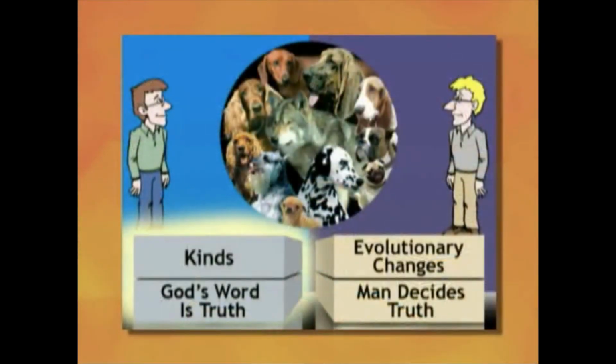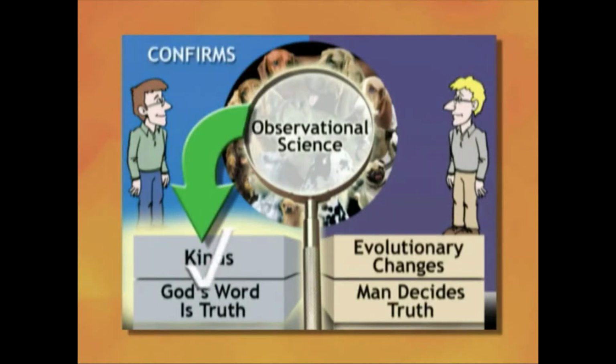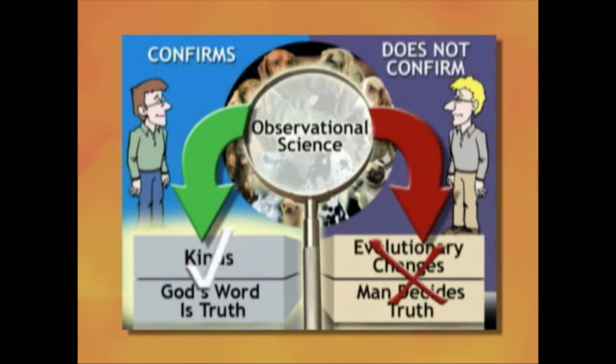And so what I'm saying to you is, hey, observational science, when you apply it to the dog kind, what we see happening in genetics, involved in natural selection, adaptation, and speciation, actually confirms what the Bible teaches. God made distinct kinds of animals and plants to reproduce after their own kind. It does not confirm the evolutionary changes necessary for molecules to man, for increasing pools of information. There is no mechanism for that at all.